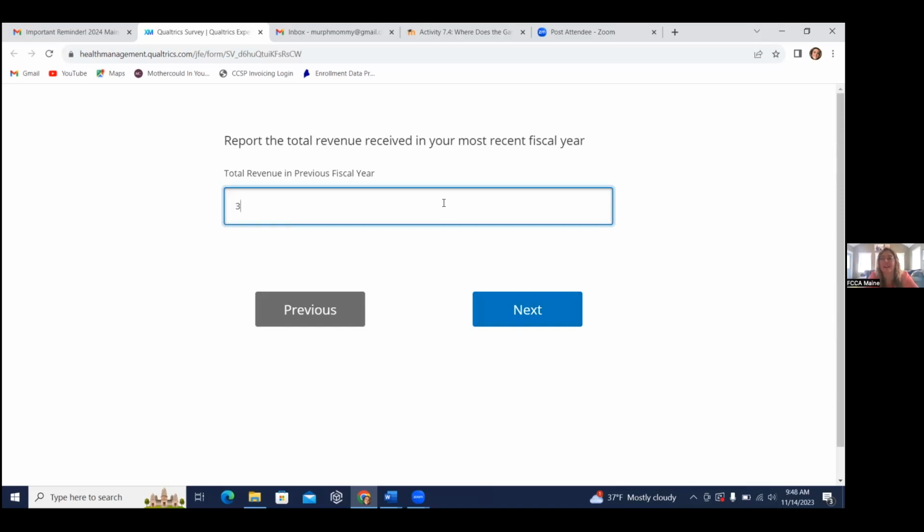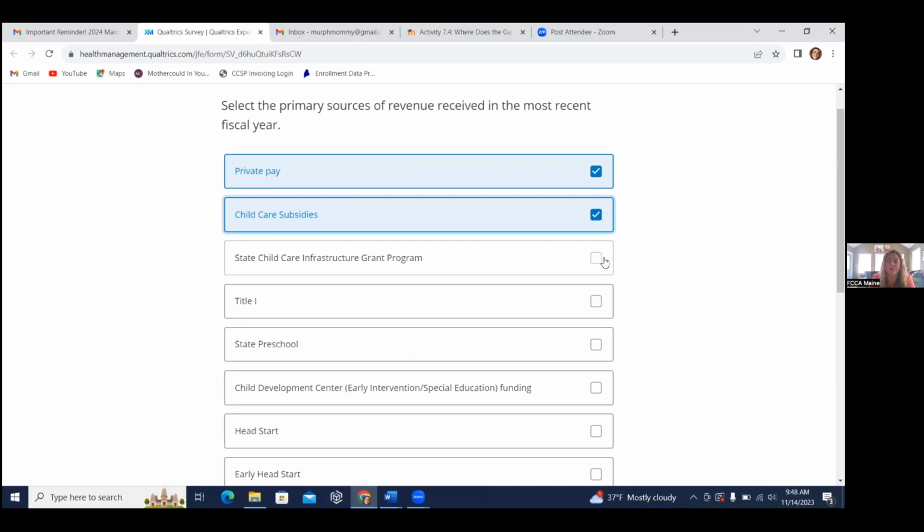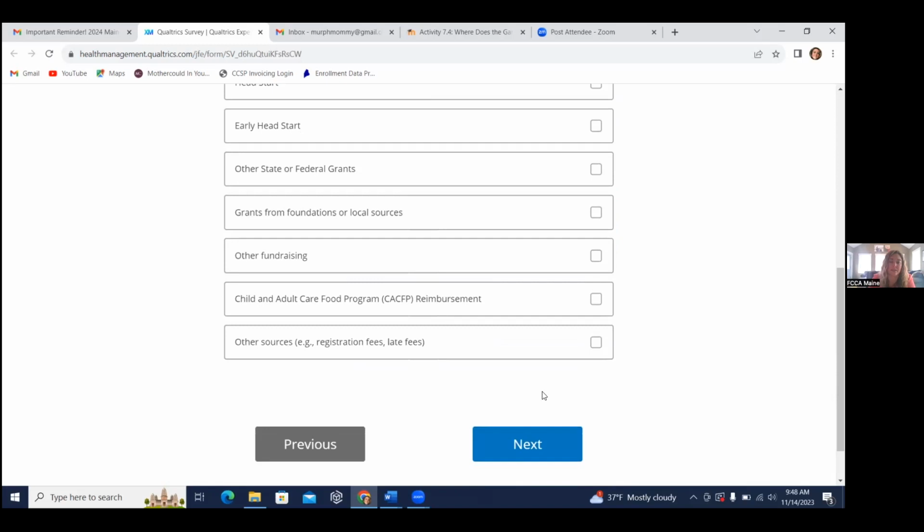I forget what we did for the daily rate. I'm just gonna do, this is a dummy number, as we know. There were different rates for people, so we're gonna go $300,000. And private pay, childcare subsidies is where this says your primary sources of revenue. We get that from private pay and childcare subsidy. We'll do the infrastructure grant we got, and that's what we'll do for them.